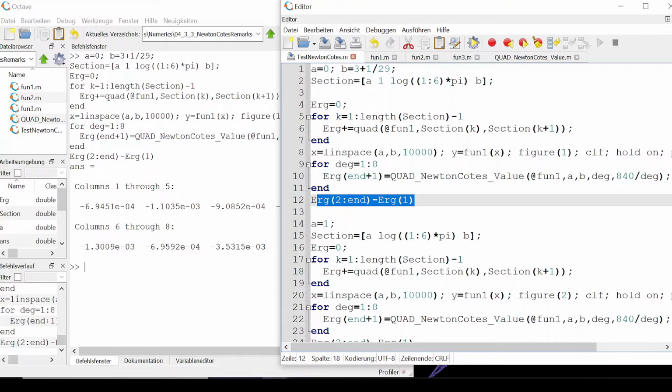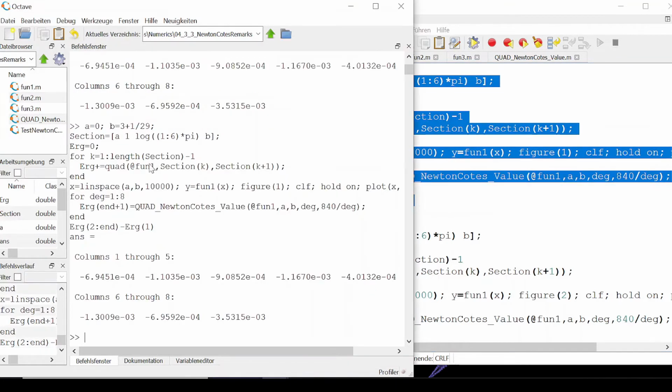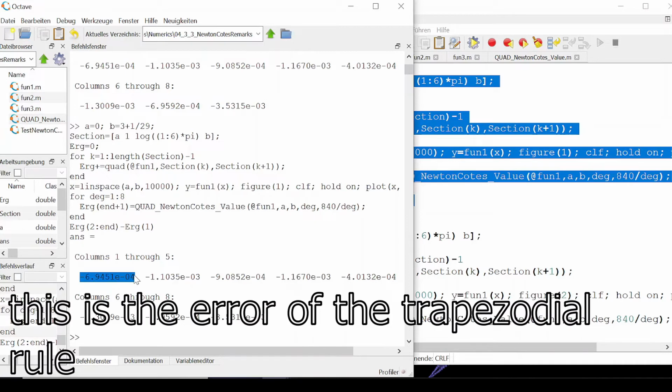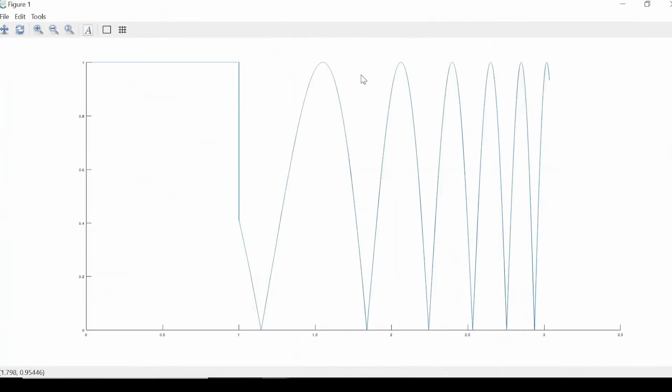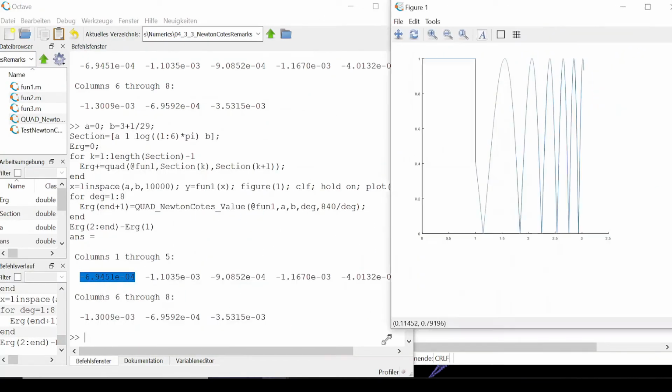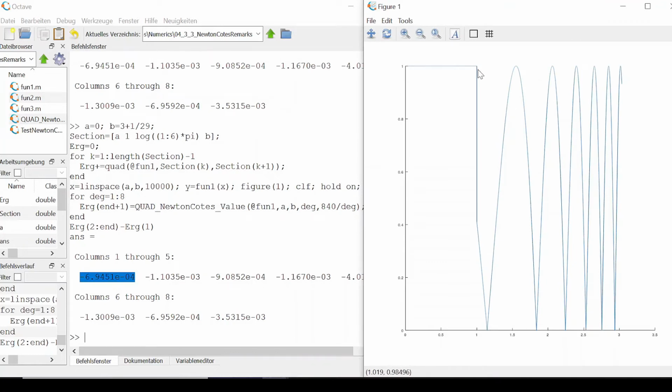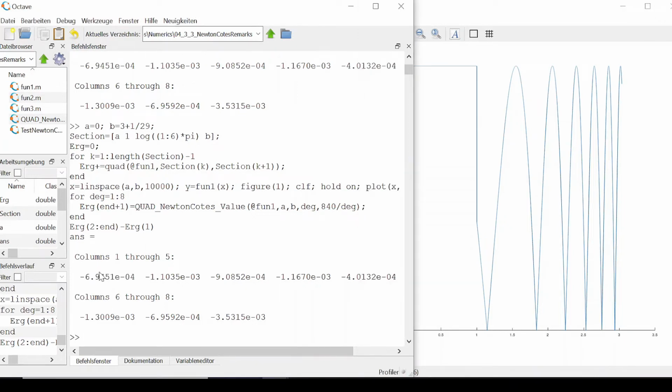So let's run that code, and we get the following answer. This is the result from the trapezoidal rule. And remember, if we have that kind of function, not a continuous one, one with a lot of kinks, then most likely the trapezoidal rule is not worse than the others. Is that true for that example? Let's check. Minus more or less 7 times 10 to the power of minus 4.